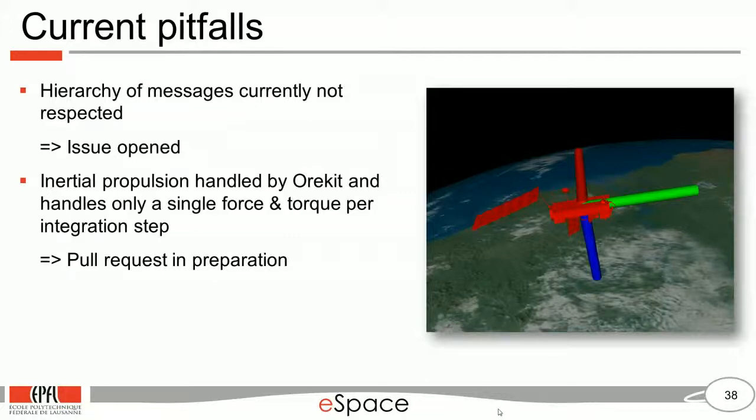And currently, the way ORCID is implemented is that it handles the first integration step. It handles only one force and torque, so one subsystem at a time. We have a pull request here that's ready, and we're currently looking at it.